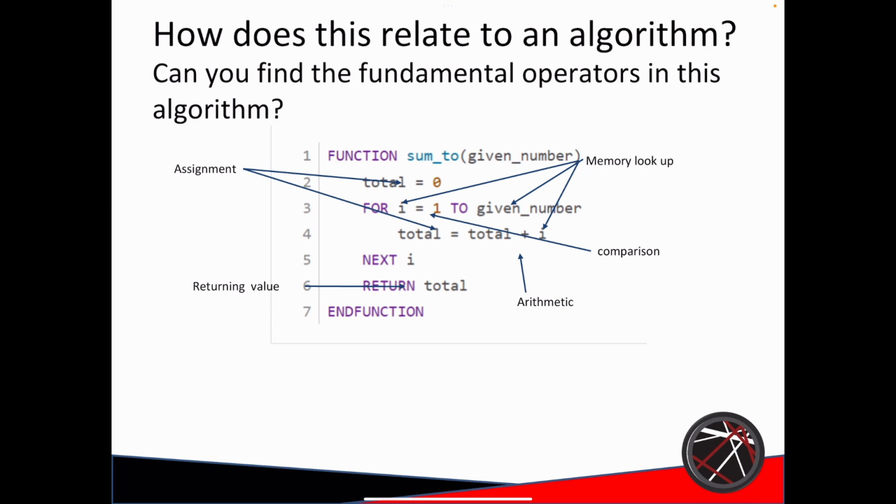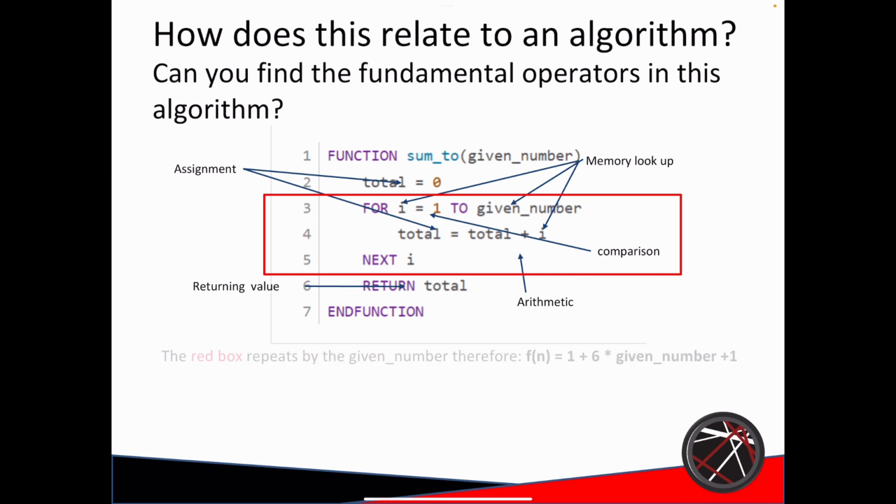The thing to notice with this algorithm, what's important about it, is everything within that red box is within a loop. And that's really important, because what that means then is every time that loop happens, those same fundamental operators will be carried out again and again and again. And obviously what that means therefore is that we're getting multiplications of it.